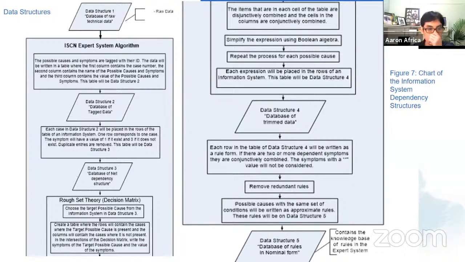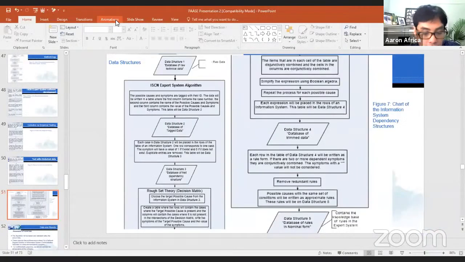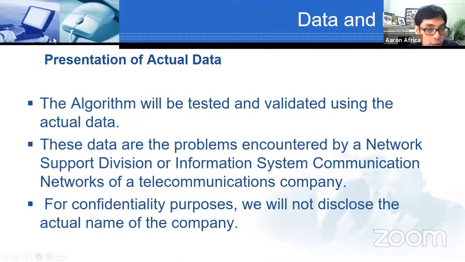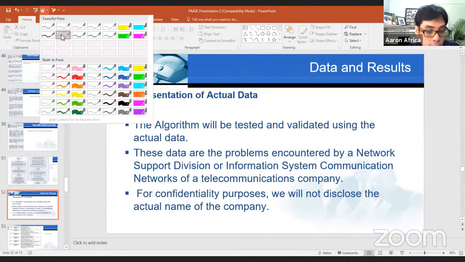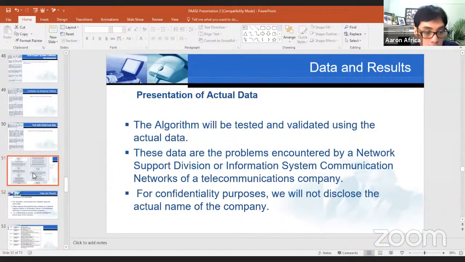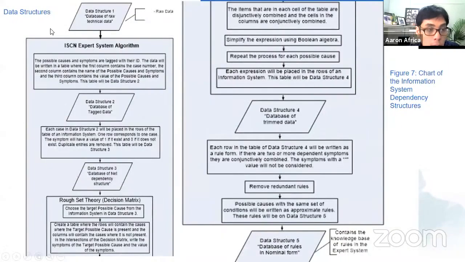In here, this is the one that I just showed earlier. Okay, this chart contains the information system dependency structure. First, you have data structure 1. Okay, this is the raw data.